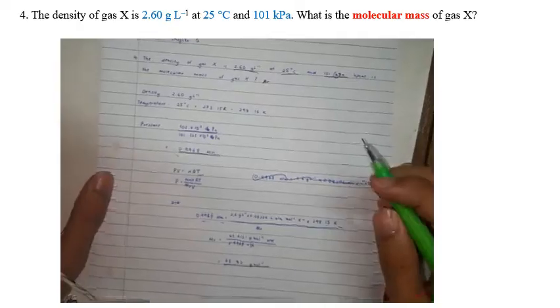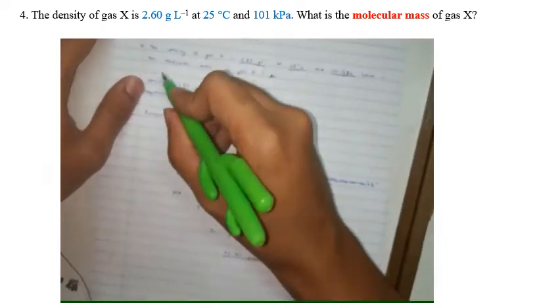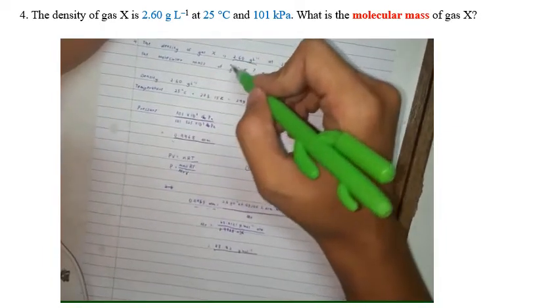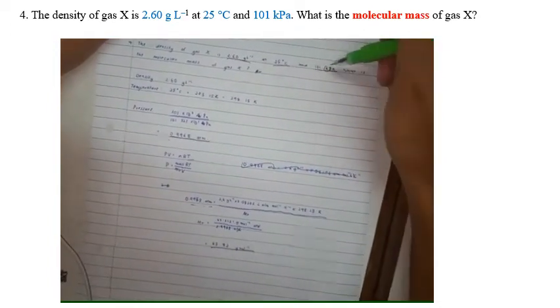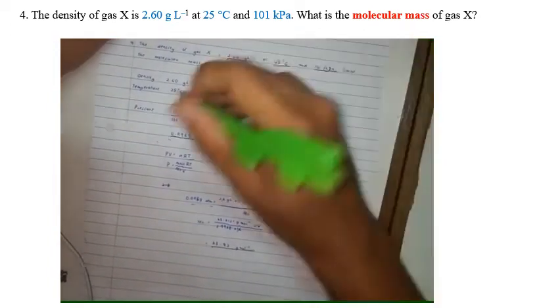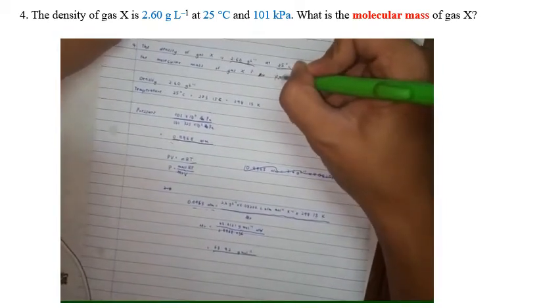Thank you. Good evening. I want to discuss tutorial chapter 5 question 4. The question is: the density of gas X is 2.60 gram per liter at 25 Celsius and 101 kilopascal. What is the molecular mass of gas X?